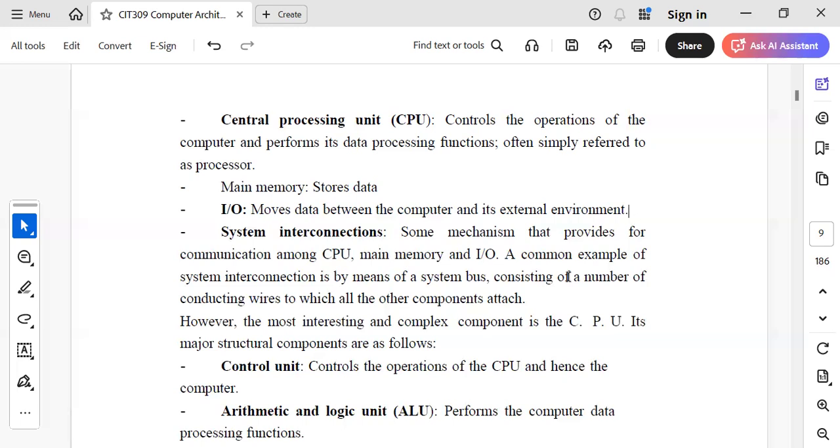Hello sir. Yes, I'm with you. Hello. I'm with you. What did you say? I just want to know that system bus they are referring to.